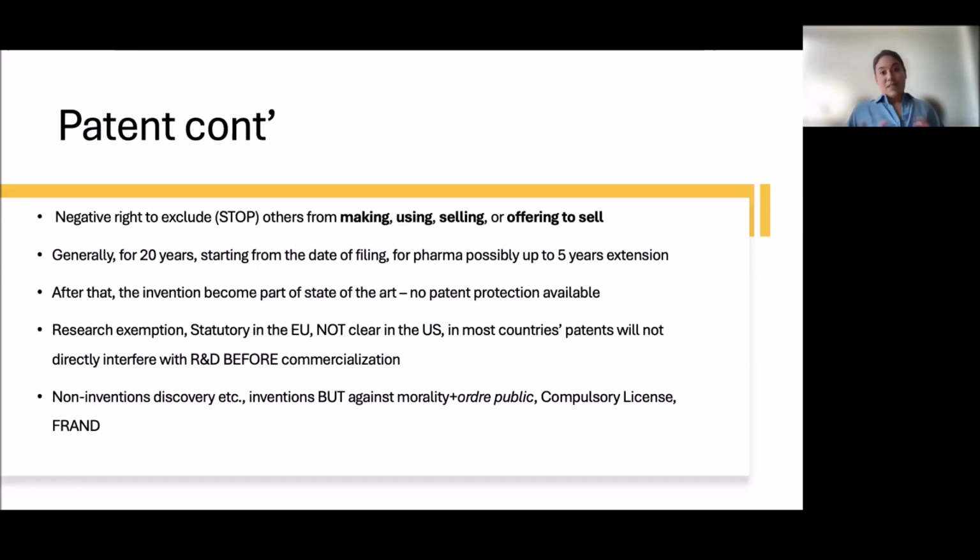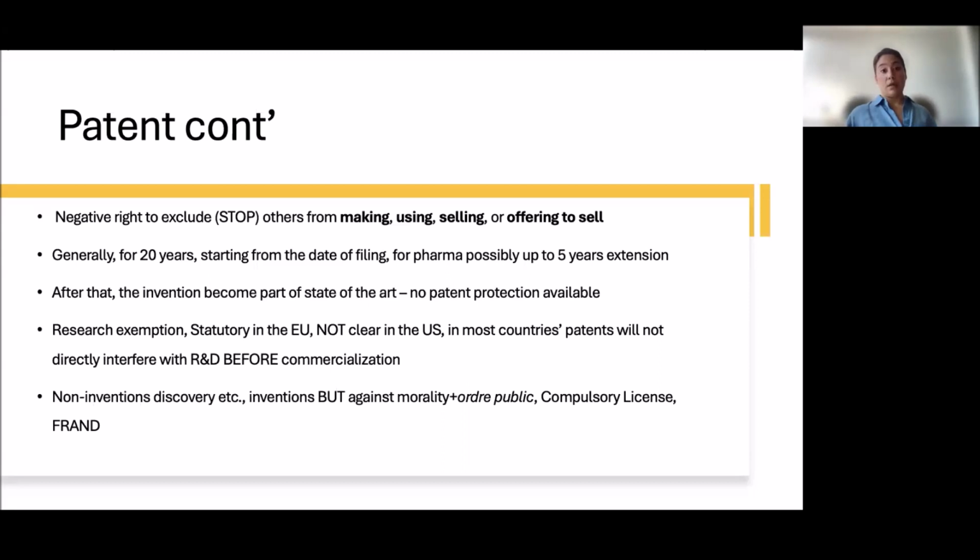And of course, there are limitations to the rights, but it varies. In the EU, the research exemption is statutory, so it's written in the law, but it's not clear in the US. It's not litigated enough in the lower courts, so sometimes researchers could be hesitant to use patented technologies while they're doing R&D activities. But in most countries, patents will not directly interfere with R&D before commercialization.